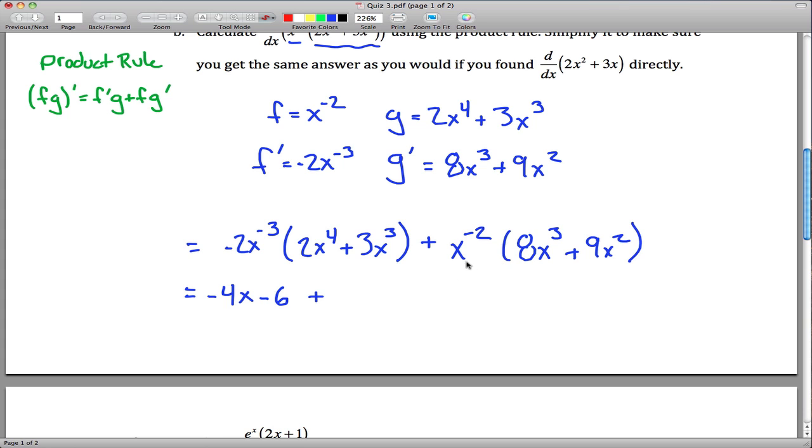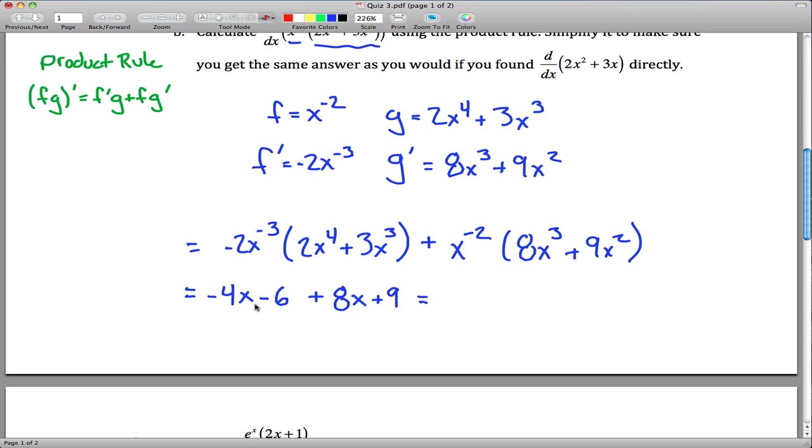Something similar over here, x to the negative 2 times 8x cubed. Coefficient will be an 8. The exponent, 3 plus negative 2 is 1. And 9x squared times x to the negative 2, coefficient's 9. And x to the 0 is the same as 1, so you can just leave this.